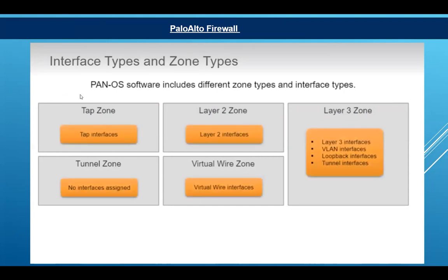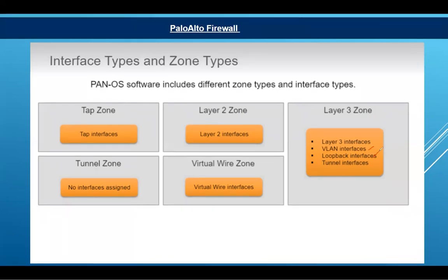See, in tap mode, guys, we can add only a tap interface. In a tunnel zone, we cannot add any interface. In a layer 2 zone, only a layer 2 interface. In a virtual wire zone, only a virtual wire interface. In a layer 3 zone, we can add our layer 3 interface, VLAN interface, loopback interface, and tunnel interface. Simply, if we are talking about layer 3, then we have to assign the IP address. So most commonly we use this type of zone.